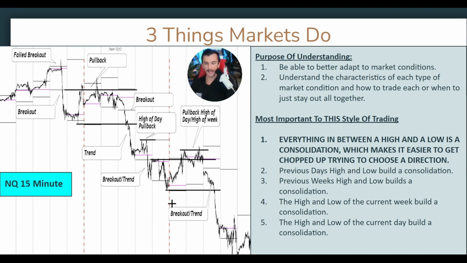So we're breaking out to the downside, we're pulling back, and you can see at the extremes of the day and also the extremes of the week, that is where the trend moves continue. High of day, high of day, high of day, high of week, breakout, pull back, high of day, continuation. That is going to be extremely important for you to understand.